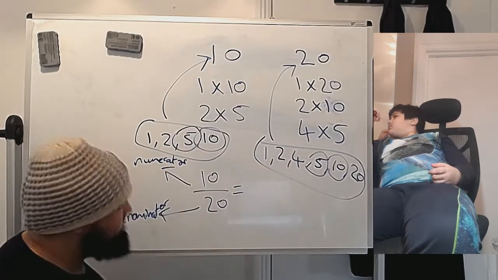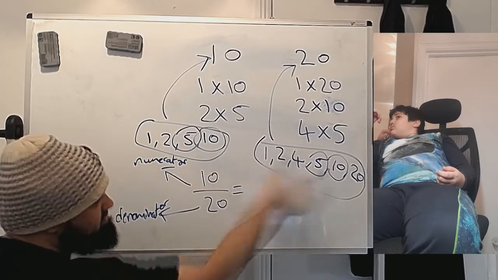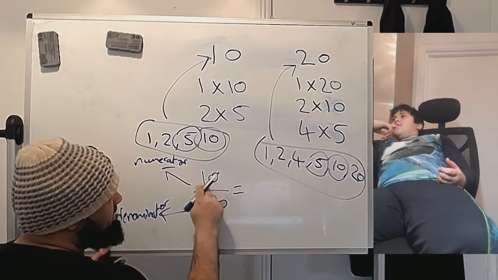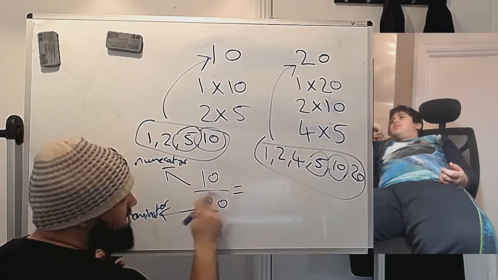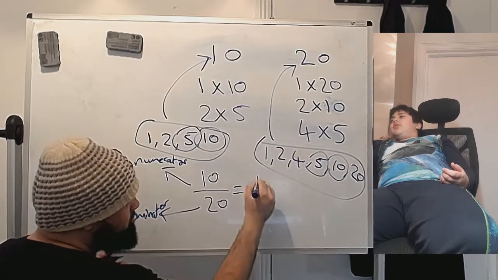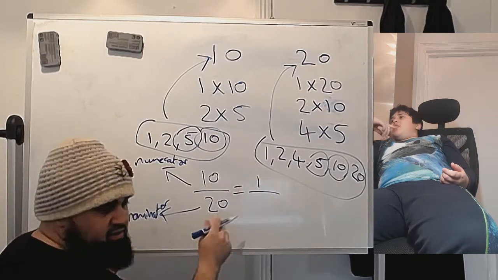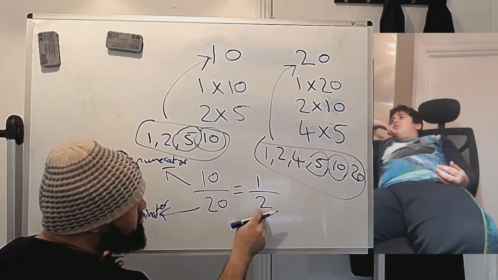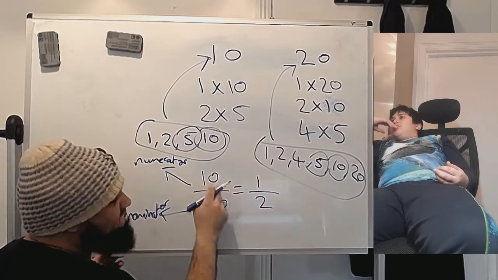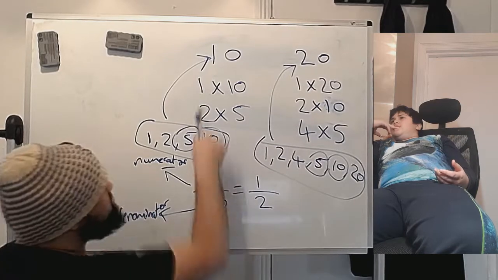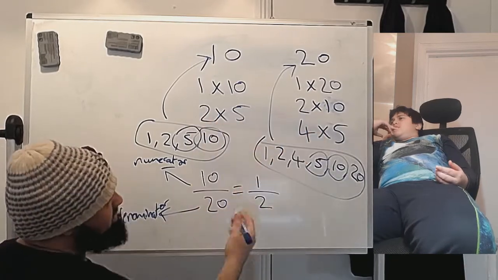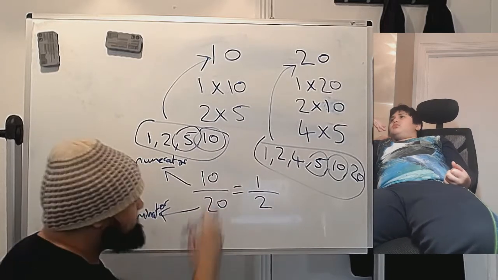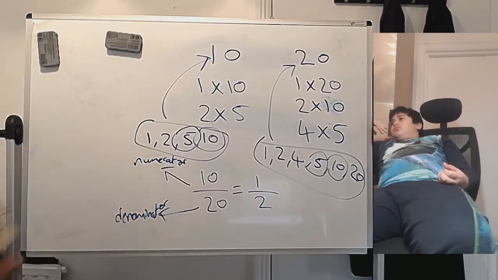But we're looking for the highest factor. And the highest factor is 10. Do you see that? Yeah. So now we ask ourselves, how many 10s go into the numerator? How many 10s go into 10? 1. How many 10s go into 20? 2, because 2 times 10 gives you 20. So 2 10s went into 20 and 1 10 went into 10. Because look, 1 times 10 and 2 times 10. So this is the same thing as 1 over 2. 10 over 20 is equivalent to 1 over 2.